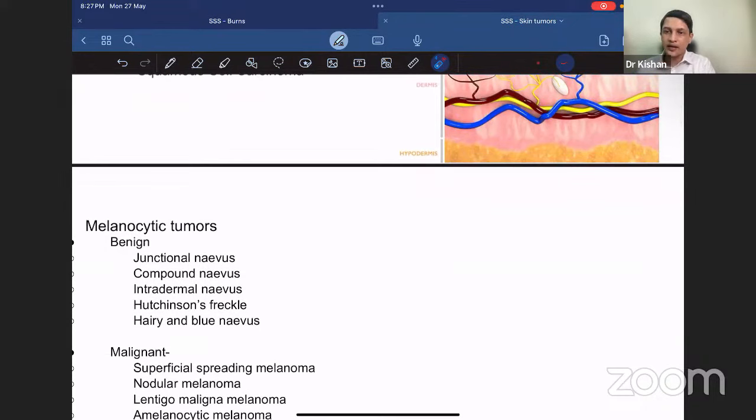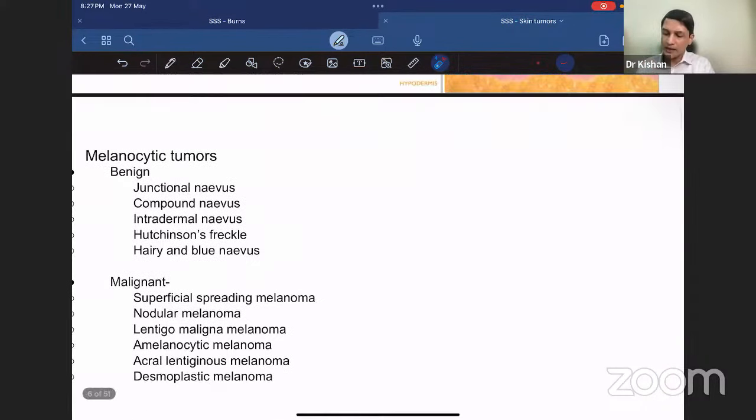Second heading would be melanocytic tumor. Again, you have benign varieties and malignant. Under benign, it's very important to know these, because these are all precursors for the major varieties. Junctional nevus, compound nevus, all these are pre-malignant conditions from which melanoma can arise. Intradermal nevus, Hutchinson's freckles, multiple freckles, hairy and blue nevus. These are all benign conditions, but may get transformed into malignancy.